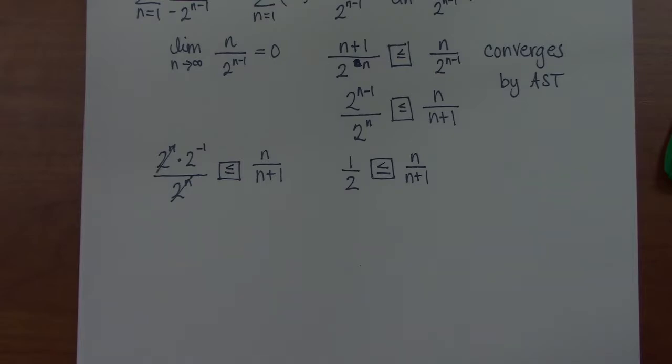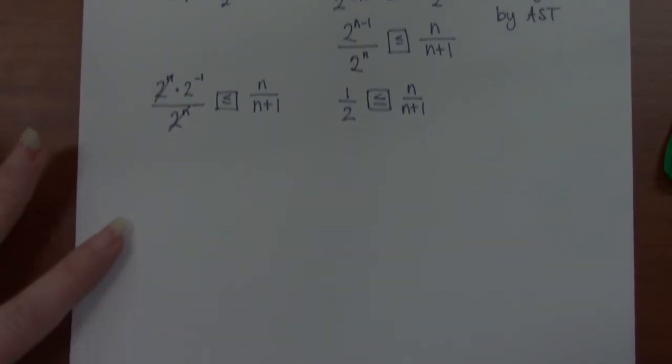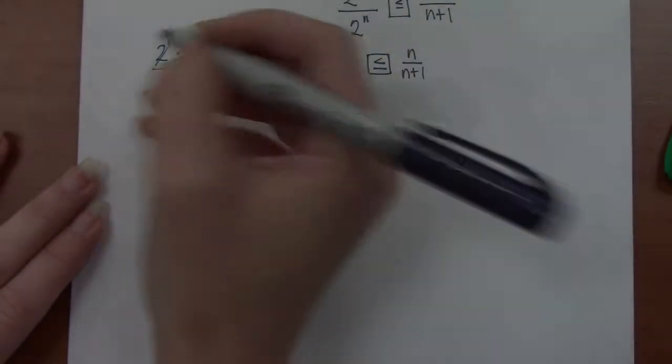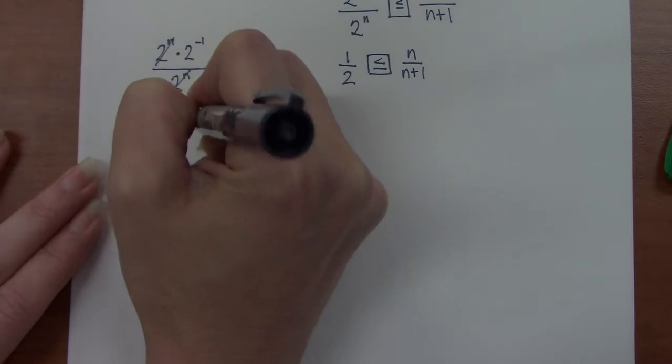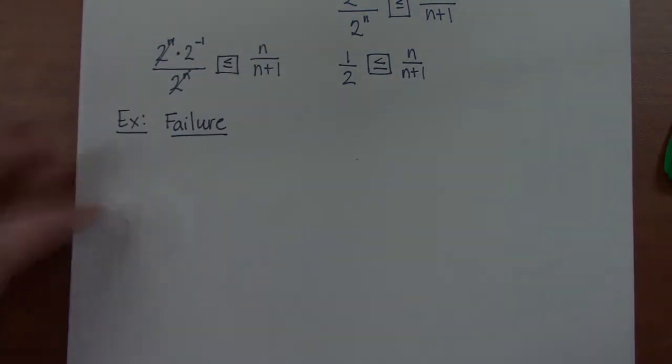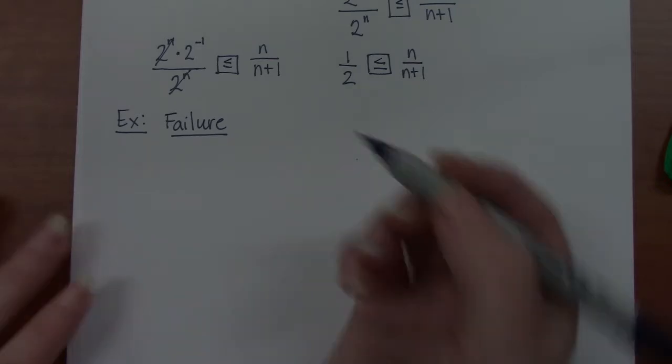All right, so let's look at one that doesn't work out quite so nicely. Let's see what happens when the test fails. Because we have 3 conditions, there's 3 different things that could go wrong for us, right? And what goes wrong will tell you whether the series diverges or whether the test is just inconclusive and we have to try something else.